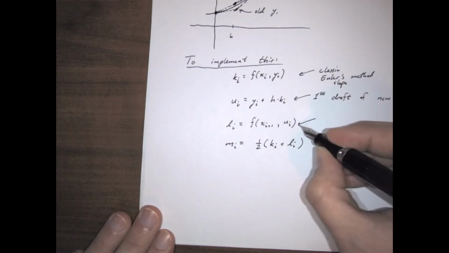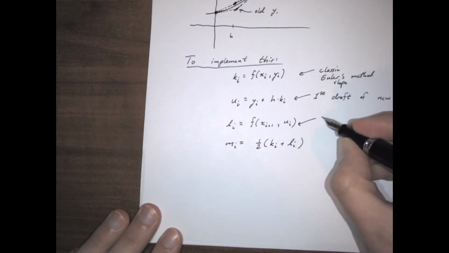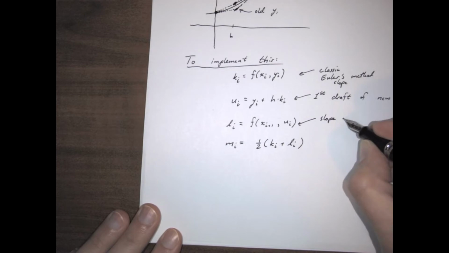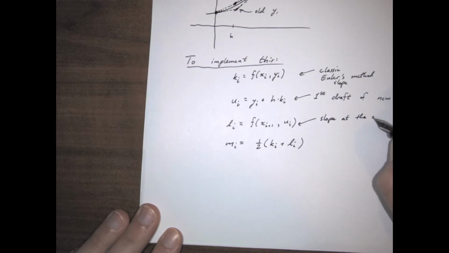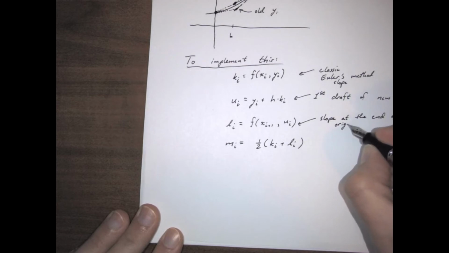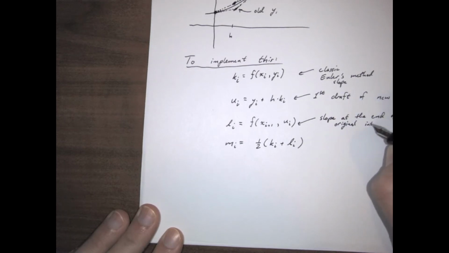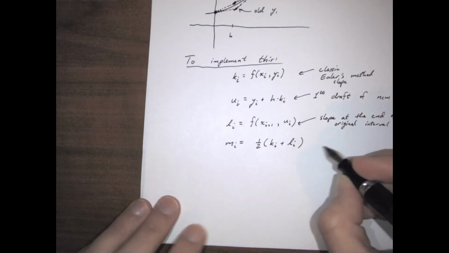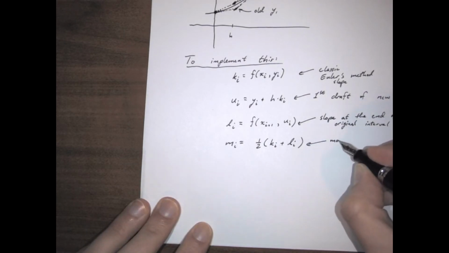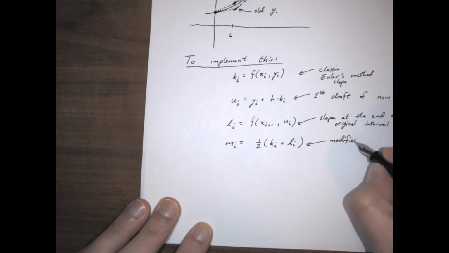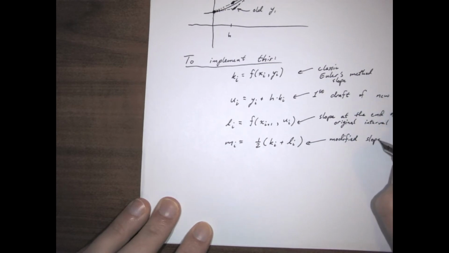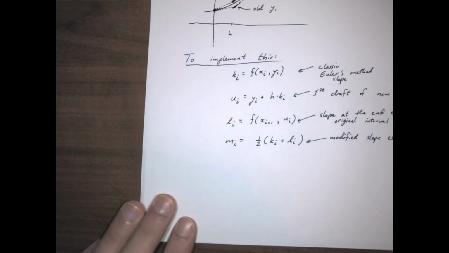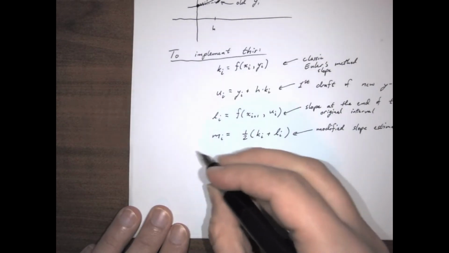So this would be the slope at the end of the original interval. And then this would be our modified slope estimate. And that's what we would use finally to get the new y value.